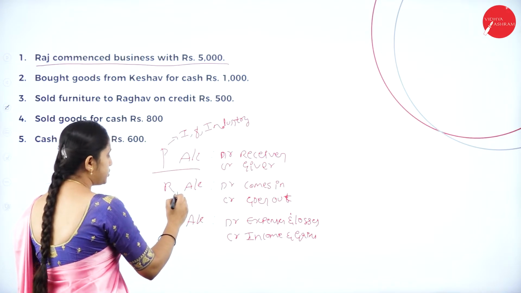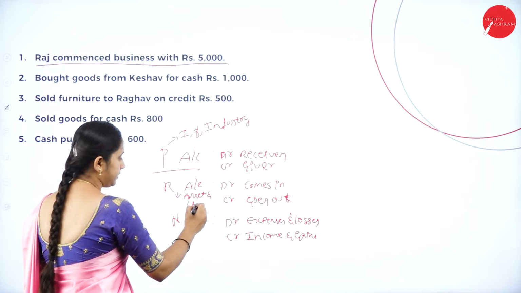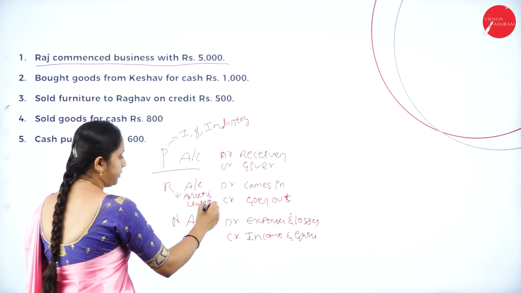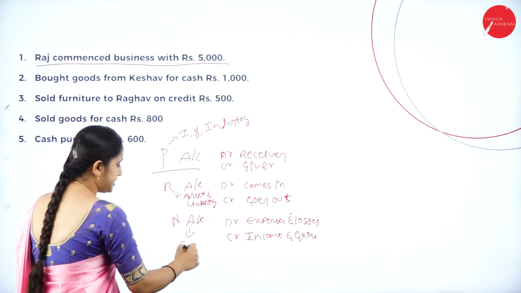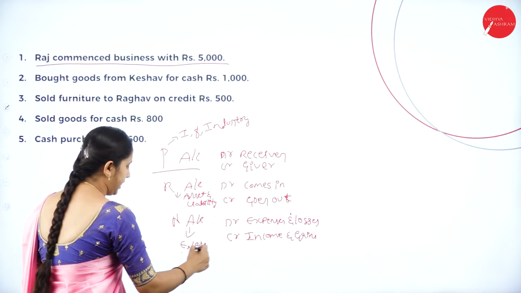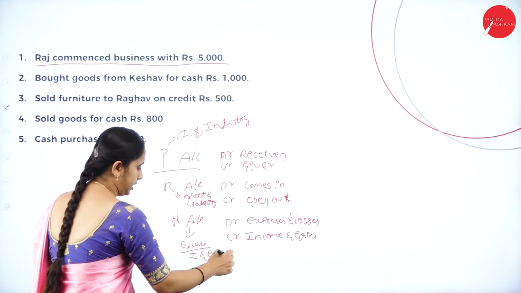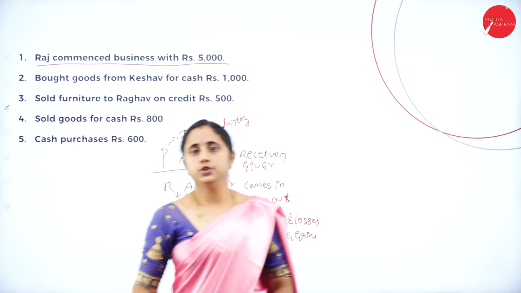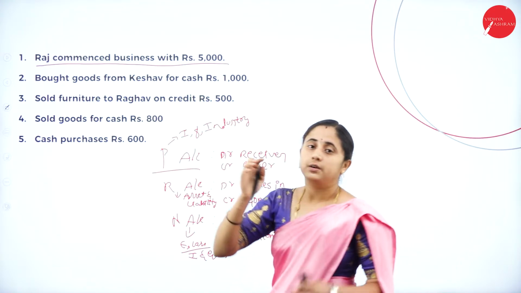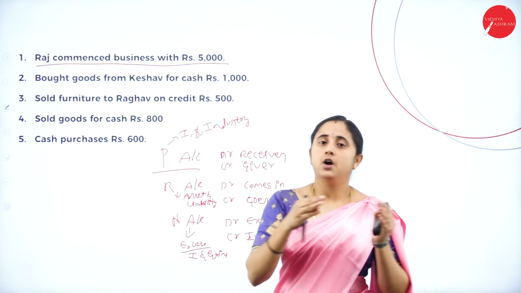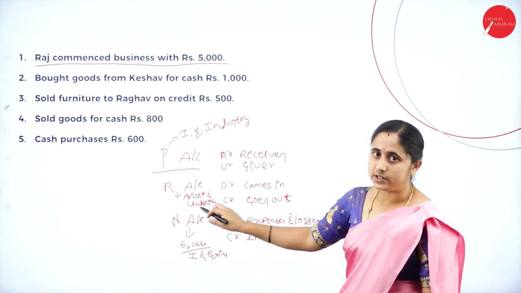Real account includes all assets and liabilities. Nominal account includes all expenses and losses and incomes and gains. First, you must identify whether it is a personal account or nominal account, or an income or expense. First, you should identify what account it is.